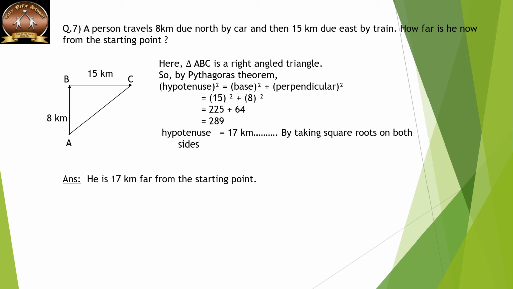Sorry. And what question they ask? How far is he now from the starting point? Means the distance between point A and C you have to find out. So here in triangle ABC, it's a right angle triangle. So by Pythagoras theorem, hypotenuse square is equal to base square plus perpendicular square, that is equal to 15 square plus 8 square. Will substitute the values, right? So 225 plus 64, that is equal to 289. So we'll take square roots on both sides. So we'll get hypotenuse is equal to 17 kilometer by taking square roots on both sides. So our final answer is he is 17 kilometer far from the starting point.